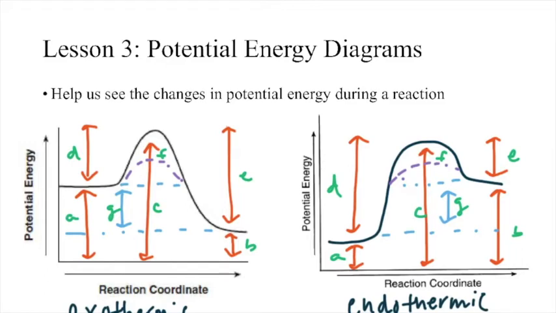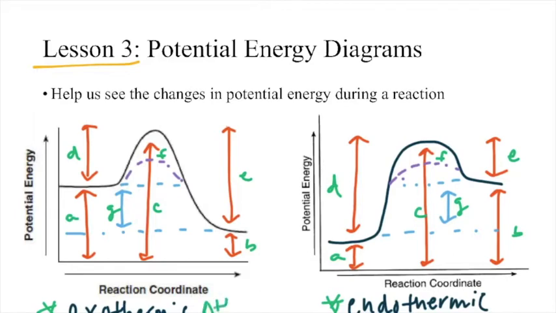So lesson 3 was potential energy diagrams. These show us the changes in potential energy during a reaction. And we know we have 2 types of reactions. So exothermic right here, and endothermic here. Right? So exothermic, we said heat was leaving. We had a negative delta H, and endothermic, heat is coming in. We have a positive delta H.